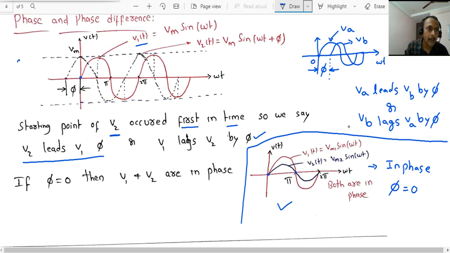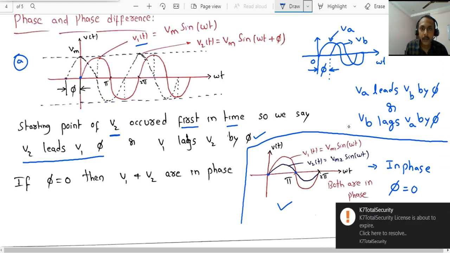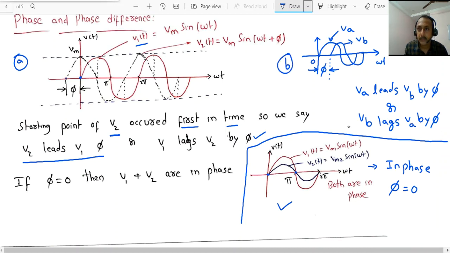Observe in figure A. V2 occurred first. V2 started first. So V2 leads V1. In figure B, VA started first. So VA leads VB. In figure C, both the waveforms started at the same time. The phase difference is 0. These basics are very, very important. Do you understand? Right. So this is about the phase and phase difference.